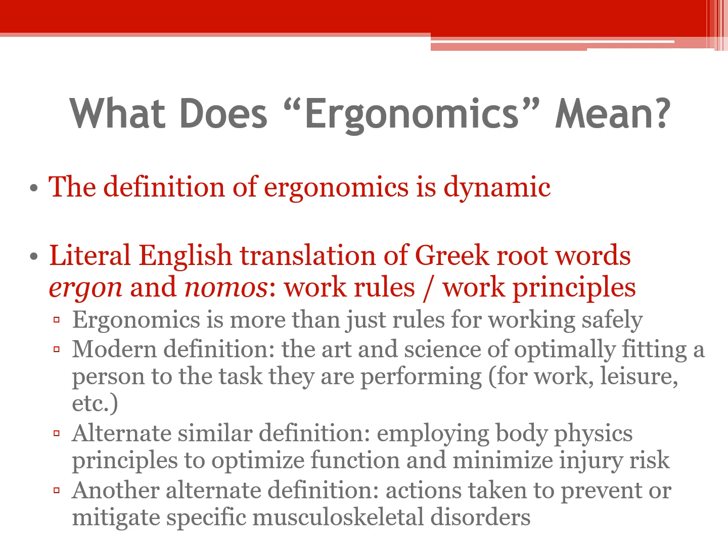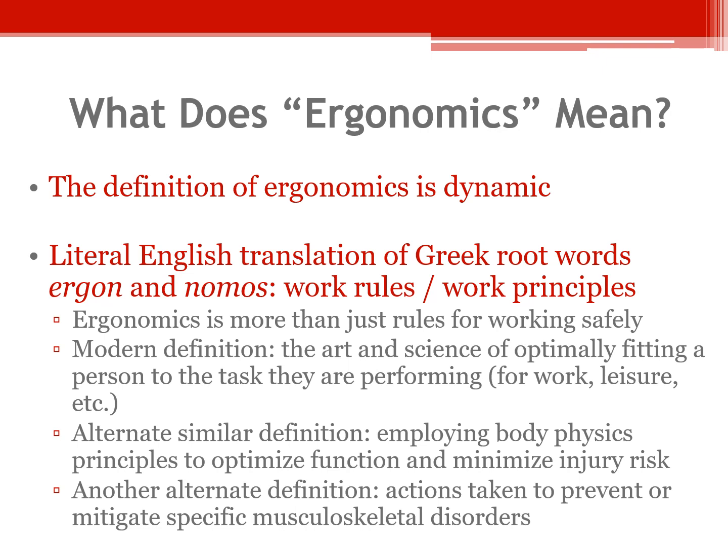However, in the modern era, ergonomics is about a lot more than just rules for working safely. We have plenty of other words in the English language to cover that concept. The modern English language definition of ergonomics would be the art and science of optimally fitting a person to the task they are performing, whether it's a work task, a leisure task, a hobby task, whatever the case might be, trying to get that optimal fit between the person and the task to minimize the risk of injury.